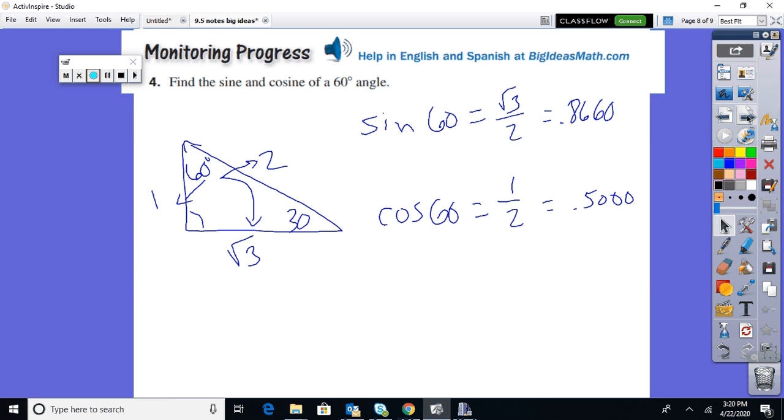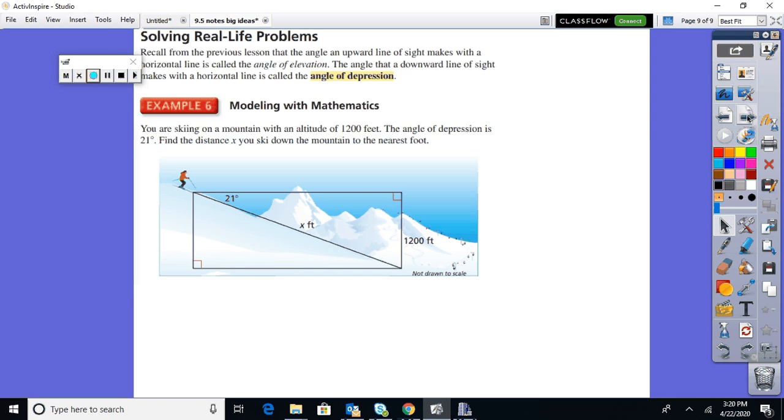All right. Final example today, lots of real world problems with sine, cosine, tangent with SohCahToa. So recall from the previous lesson that the angle upward from the horizontal is the angle of elevation. So we got this situation here: you're skiing on a mountain with an altitude of 1200. The angle of depression is 21. Find the distance x you ski down.